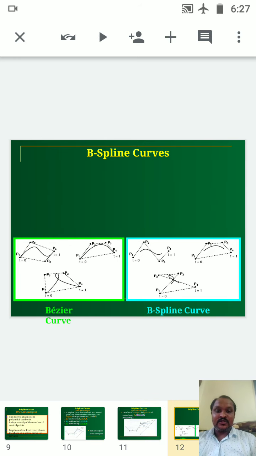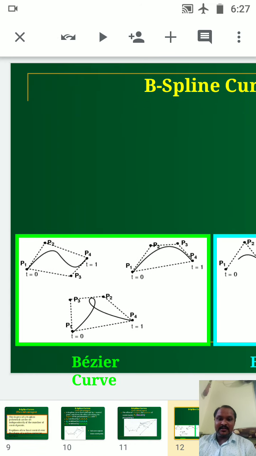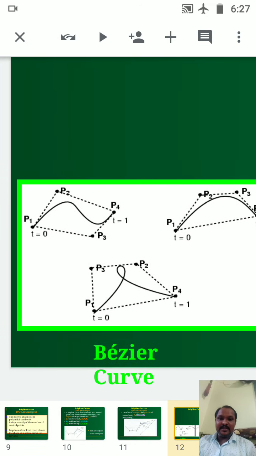So here, as shown in the figure, the Bezier curve and the B-spline curve. It's a very simple thing. You can understand here. In the Bezier curve, let us see. In the first diagram, T0 and T1. The parameters, the endpoints of the curve, are called T0 and T1. First is the initial T0.